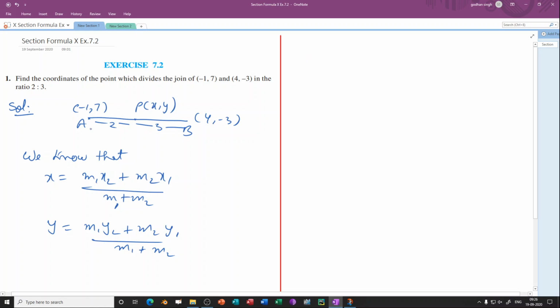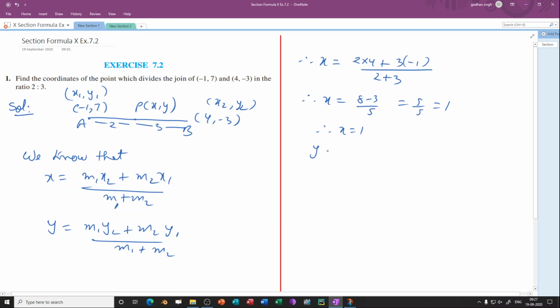Now simply we'll put the values here. The coordinates of A are x1, y1, and the coordinates of B will be x2, y2. So m1 is 2, m2 is 3. Therefore x equals m1 into x2, so 2 into 4, the x coordinate of point B, plus 3 into x1, which is -1, over m1 plus m2, that is 2 plus 3. So x equals 8 minus 3 over 5, that is 5 over 5, that is 1. Therefore x equals 1.